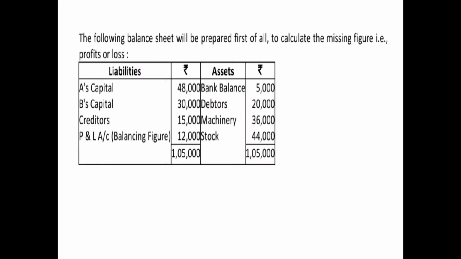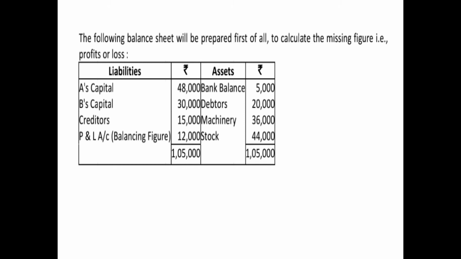So before starting with the solution, let us redraft the balance sheet before admission so as to see whether the liabilities and the asset side are equal or not. On the asset side, we have shown the balance sheet items which were given in the question: bank balance 5,000, debtors 20,000, machinery 36,000 and stock 44,000. And on the liability side, A's capital 48,000, B's capital 30,000 and creditors 15,000. While comparing, we saw that the liability side is falling short of 12,000 rupees, which we have treated as balancing figure and we have transferred the amount to PL account.